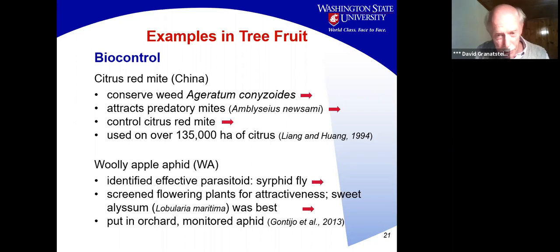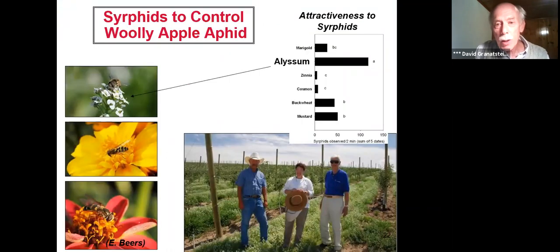So Betsy Beers here in Wenatchee did a bunch of screening. Are there some flowering plants that are particularly attractive to this syrphid? And if there are, can we plant them and draw them in and get some kind of a biocontrol by that? So this was actually tested, and they screened a number of different flowers. It turned out that alyssum, sweet alyssum, by far was the best at attracting this. And it did lead to some biocontrol.